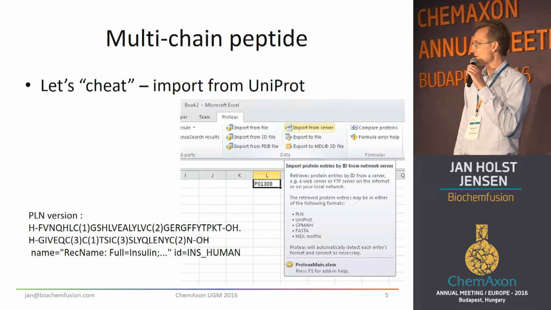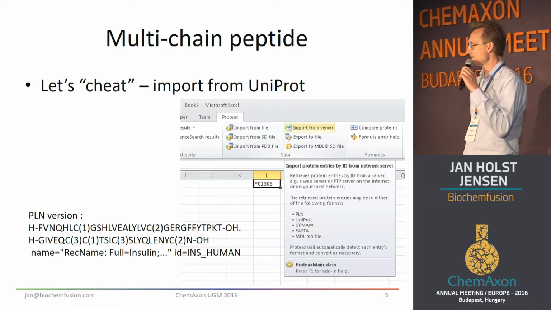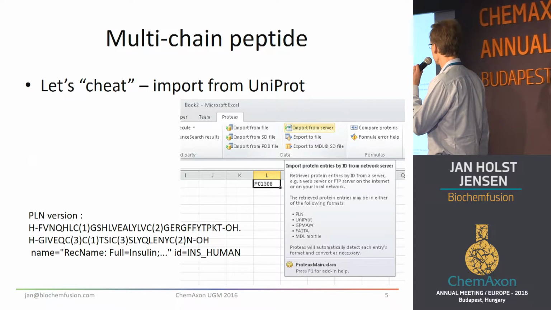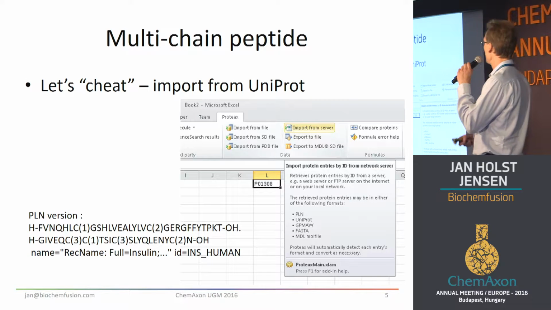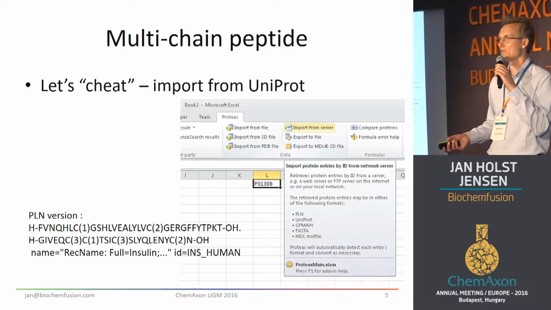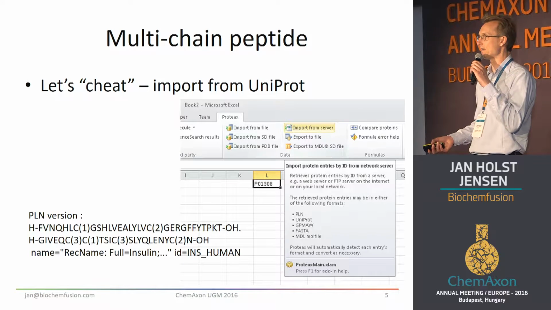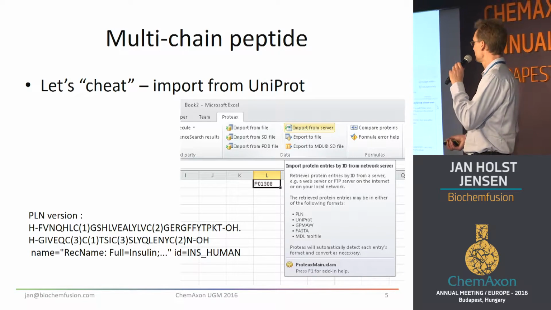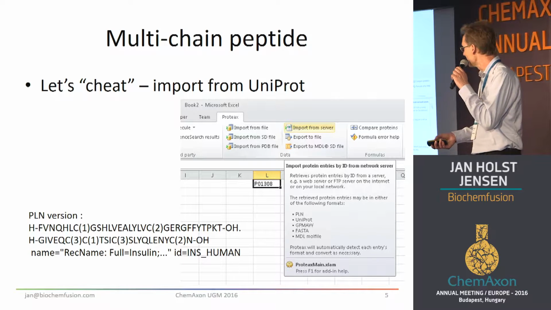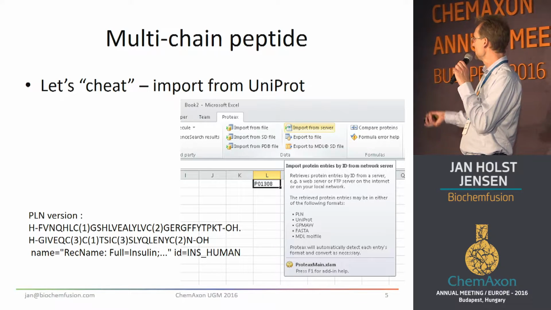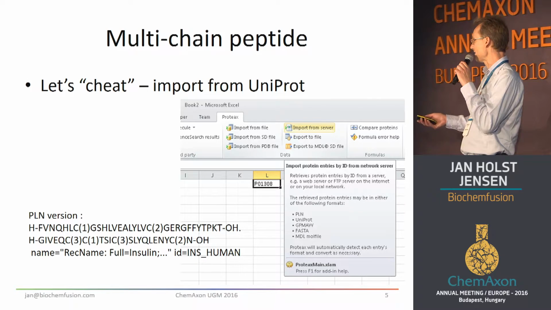In other cases, you may want to just grab something off the internet. And in this case, I found the Uniprot ID of human insulin. I plugged that into Excel and used the Protax Excel add-in to retrieve data from the server. It reads the Uniprot entry and produces a PLN version, which again exactly defines the chemistry of that peptide.